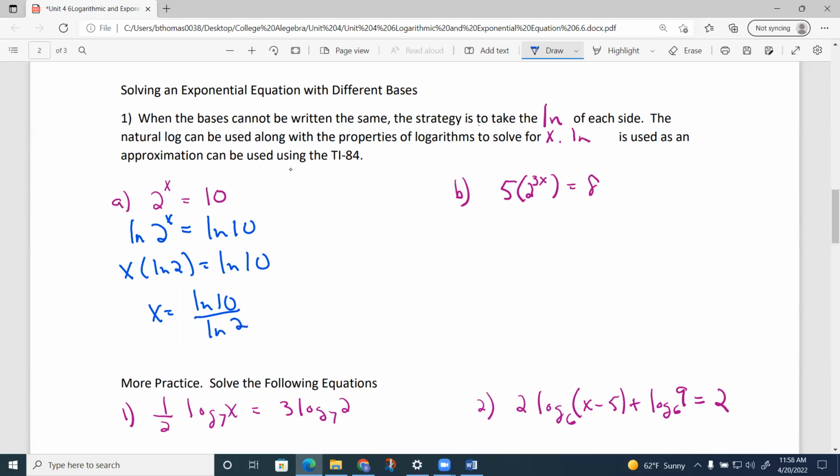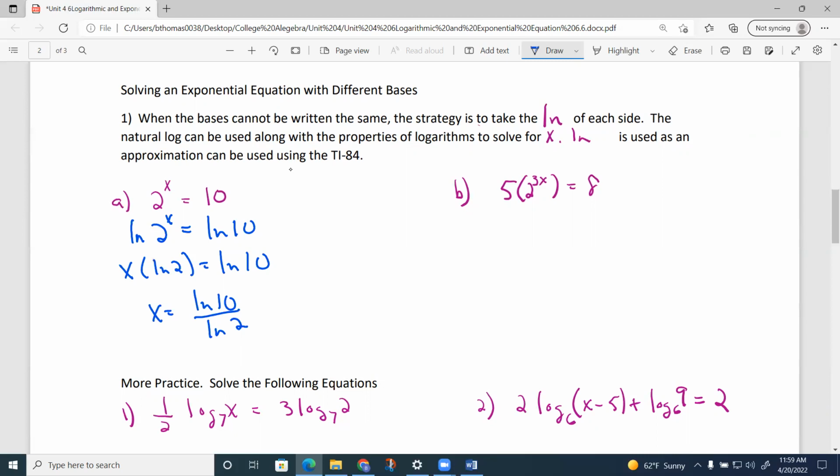Now remember, you cannot use the quotient property here because this is not one log as a quotient. If it was one log of a quotient, you could write a subtraction, but since it's two separate logs, we have to leave it in that form. That is the exact answer, but if you needed a decimal answer, you could enter that into the calculator and get a decimal.